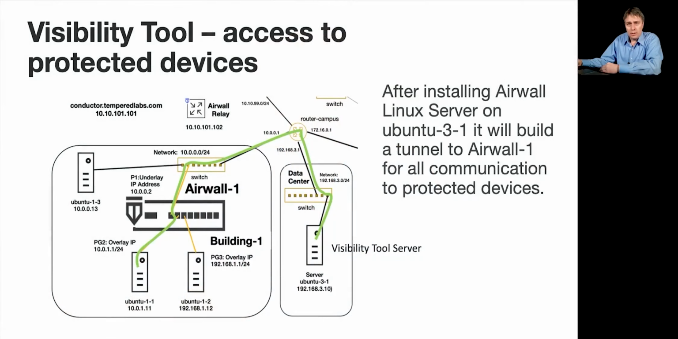The way we do that is we allow you to install Airwall Server on both Linux and Windows, so that instead of using bypass like I showed before, that remote server can establish a secure encrypted tunnel all the way to the Airwall. So everything's encrypted for that communication and allows that visibility tool to reach in and still communicate with those protected devices, as shown here. Let's take a look at how it looks in the conductor itself.